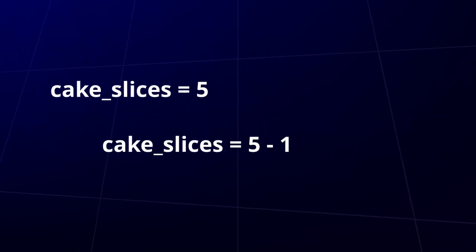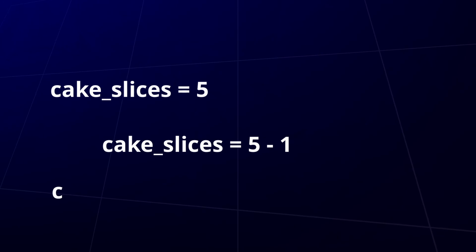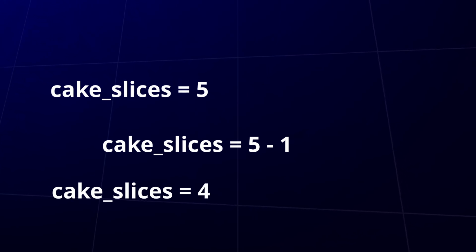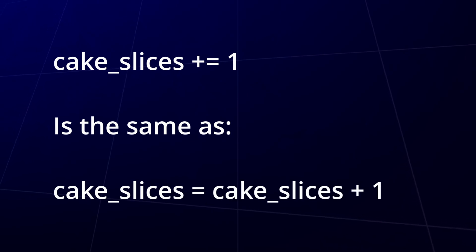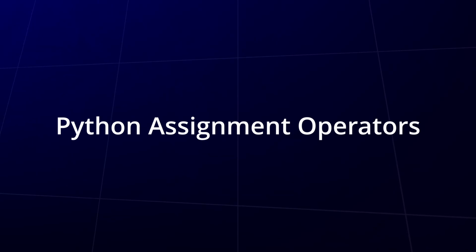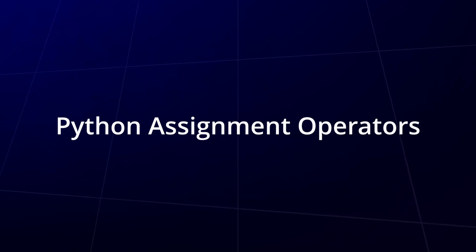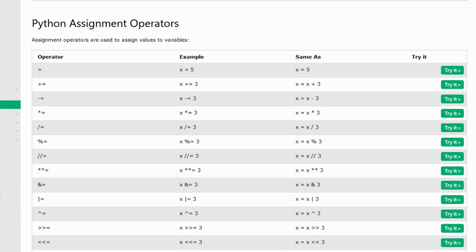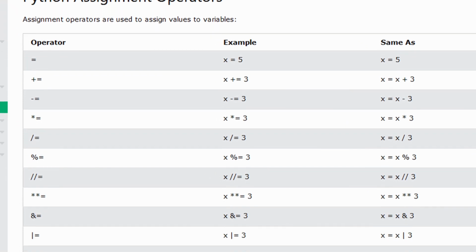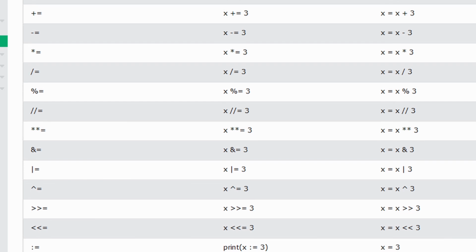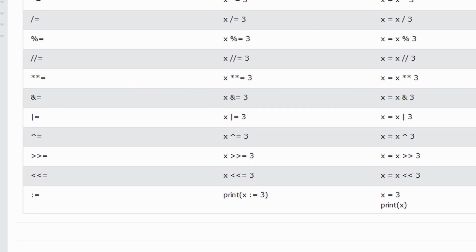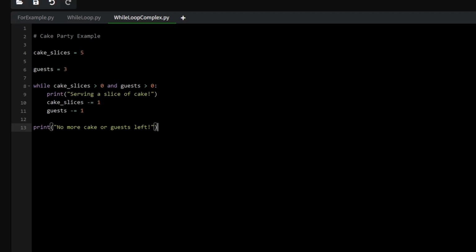Essentially, we're telling Python, take the old value of cake slices, subtract 1, and store the new value in the same variable. We can also do this with addition using cake slices plus equal 1, which will add 1 to the current value. These types of operators are called Python assignment operators, and they're really handy in loops to simplify code when updating variables. If you want to explore more of these operators, feel free to check out a comprehensive list on W3 Schools. As you practice with while loops, you'll begin to see how powerful they are, especially when combined with multiple conditions and variables.